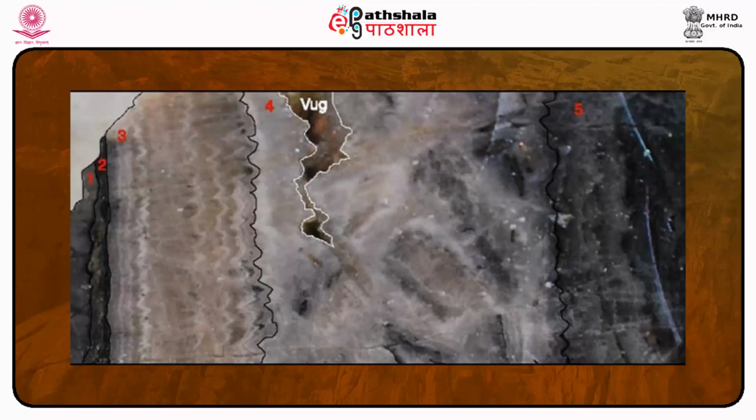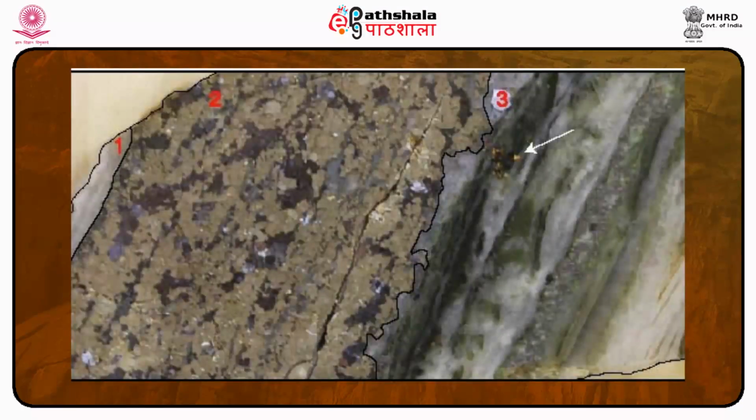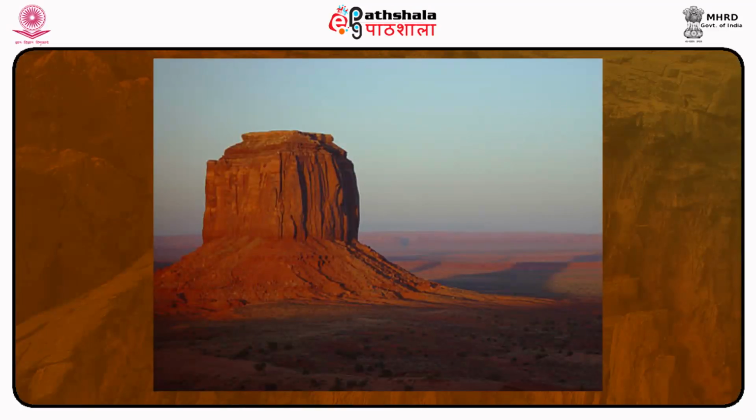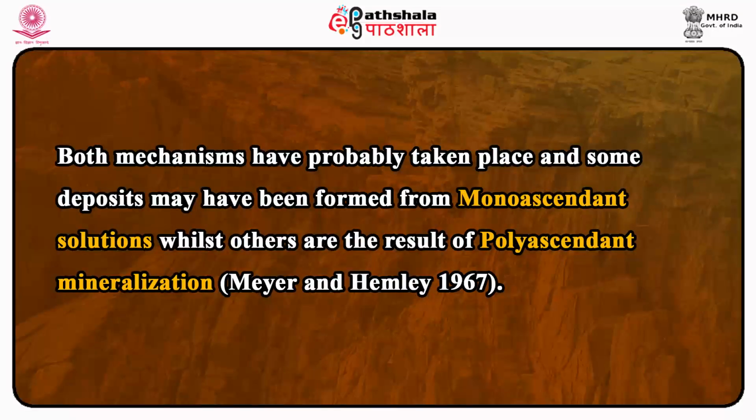The problem of disentangling age relationships between different assemblages of wall rock alteration minerals in a given deposit can be extremely difficult. Their presence, together with evidence such as crustiform banding, has suggested to many workers that the mineralizing solutions came in pulses of different compositions, that is polyascendant solutions. In some deposits, however, such as Butte, Montana in United States of America, there is a considerable body of data suggesting a single long-lasting phase of mineralization and accompanying alteration during the formation of main stage veins. Both mechanisms have probably taken place, and some deposits have been formed from monoascendant solutions, whilst others are the result of polyascendant mineralization, according to Meyer and Hemley in the year 1967.